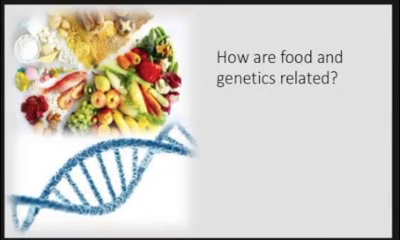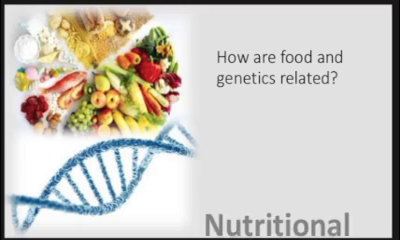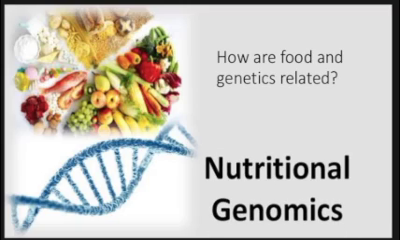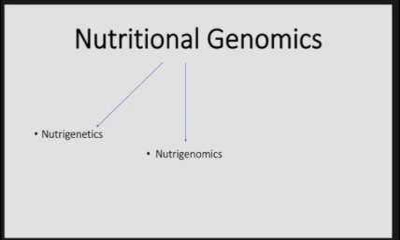So how are food and genetics related? Nutritional genomics. Nutritional genomics is the study of the relationship between human genome, nutrition, and health. The goal of nutritional genomics is to make personalized dietary advice. There are three subcategories within nutritional genomics: nutrigenetics, nutrigenomics, and nutritional epigenetics.